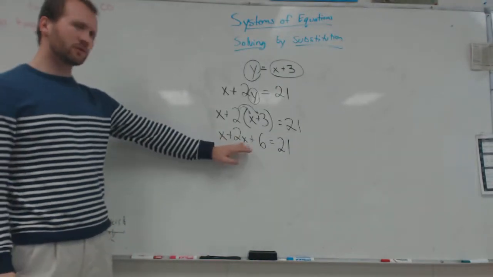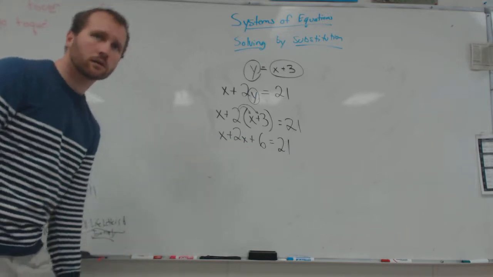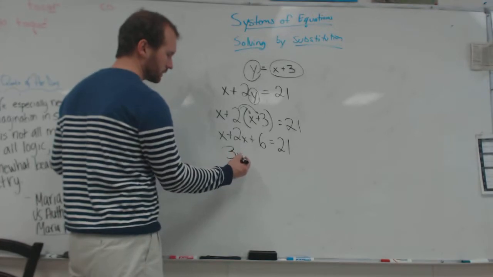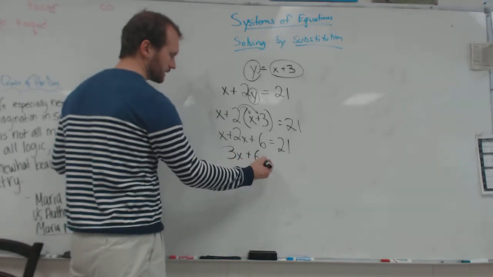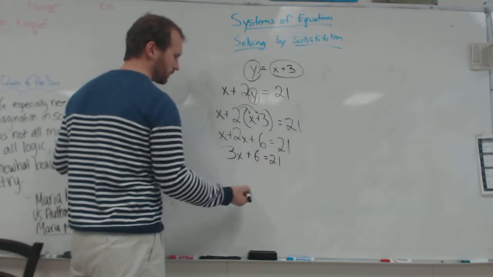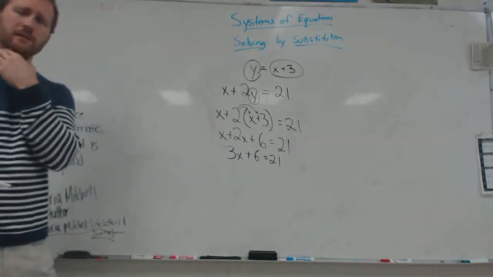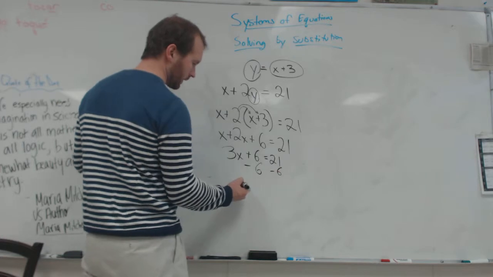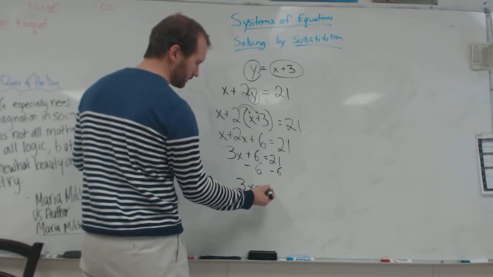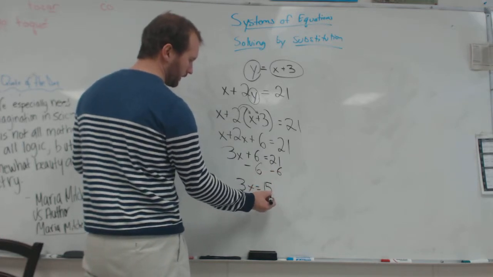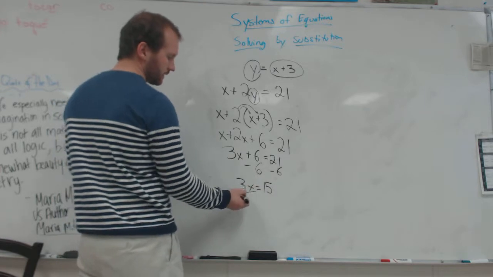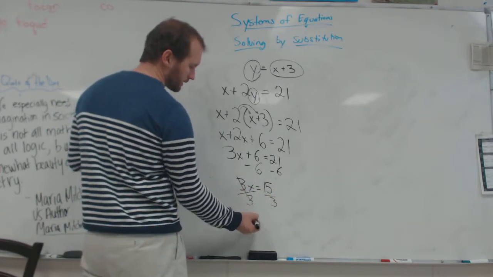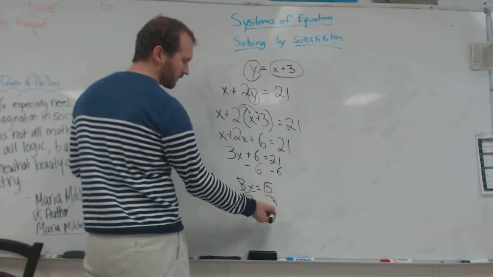What is x plus 2x? 3x. Yeah. 3x plus 6 equals 21. How do I solve that for x? You subtract 6 from both sides. That's supposed to be 3x equals 15. Divide both sides by 3. And x equals, what is 15 divided by 3?